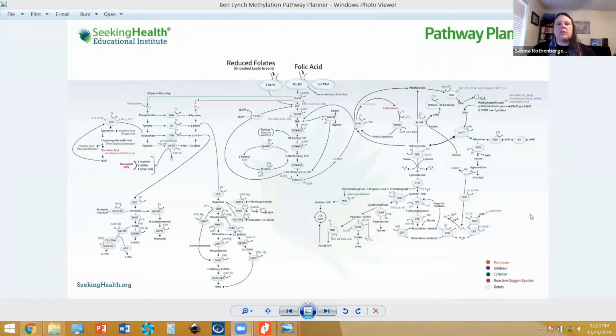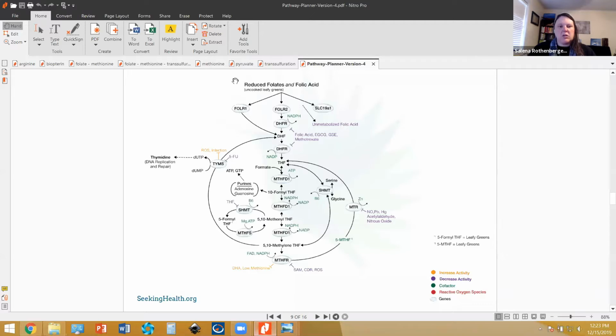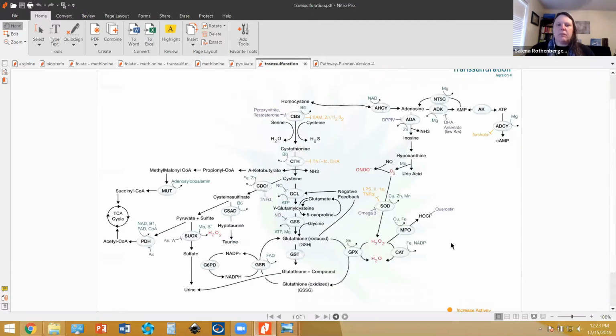So I'm going to go to my favorite pathway planner that you all have probably seen, and that is by Ben Lynch. He's got a really good illustration here of cofactors that are needed, things which slow things down, things which speed them up, and how things are interconnected. So we're going to focus over here today on this bottom right, which is your transsulfuration, which is also the detox cycle. So let me zoom into transsulfuration, and here we go.